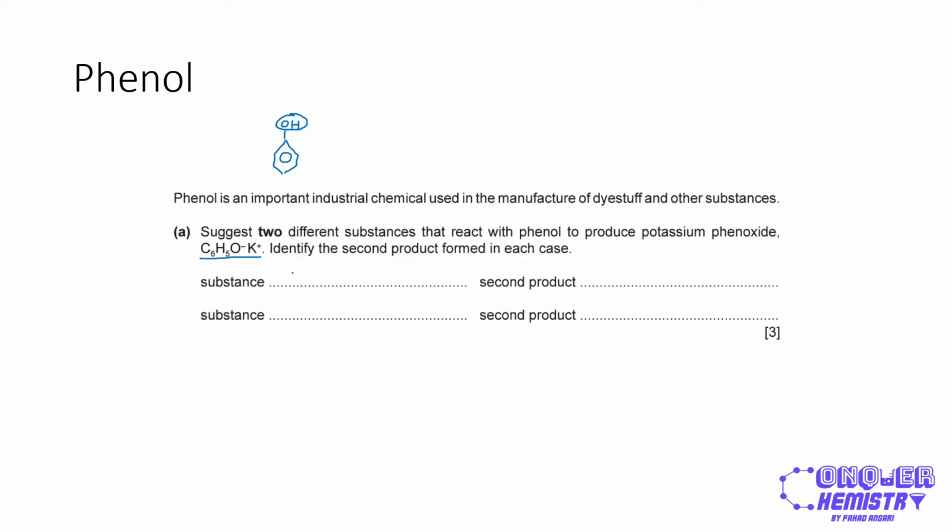Now, if it reacts with pure potassium, then it's going to give us potassium phenoxide. This hydrogen is replaced by the potassium. You get this salt over here. The phenoxide ion has an O negative, then we have K positive. So this is an ionic salt, and you get hydrogen gas as the other product. This is a redox reaction, just like in the case of alcohols reacting with sodium metal. So the substance we will write as simple potassium, and the second product is going to be hydrogen gas.